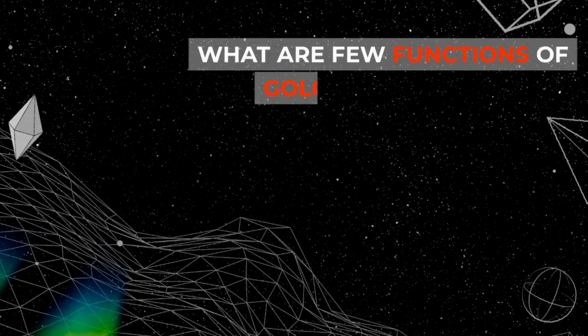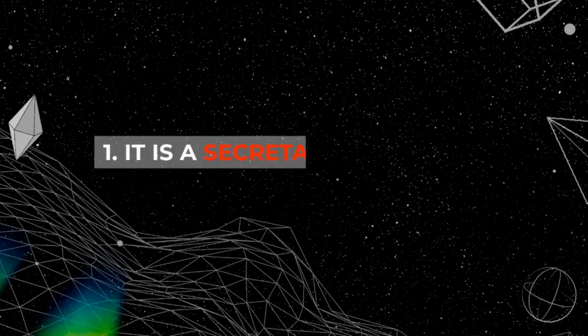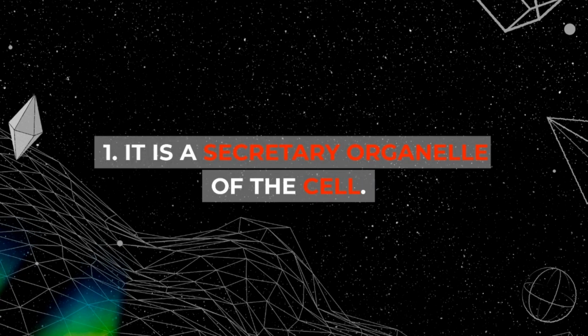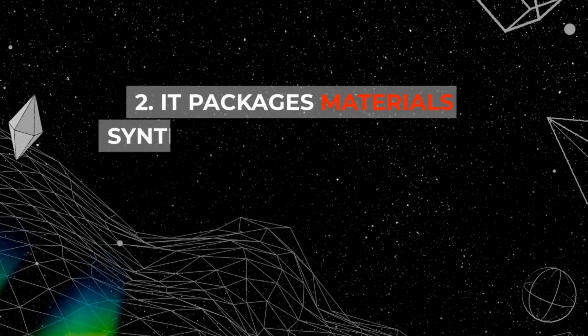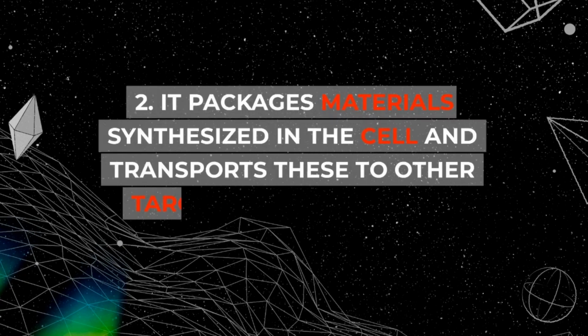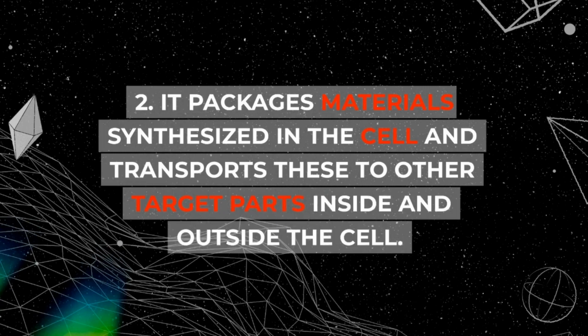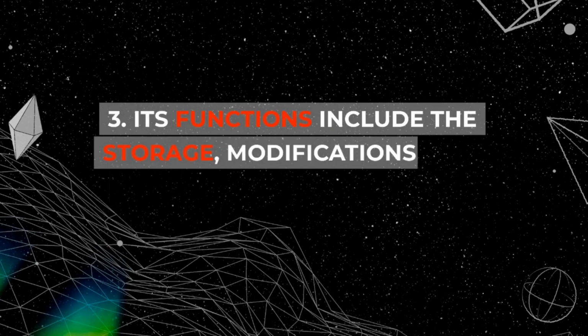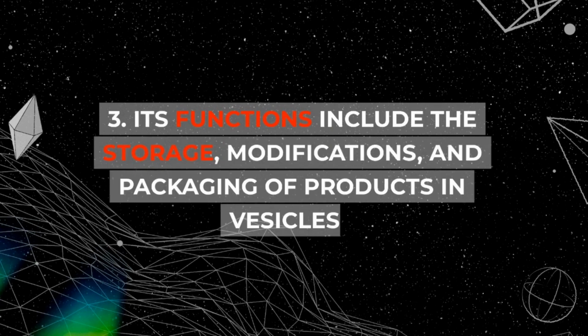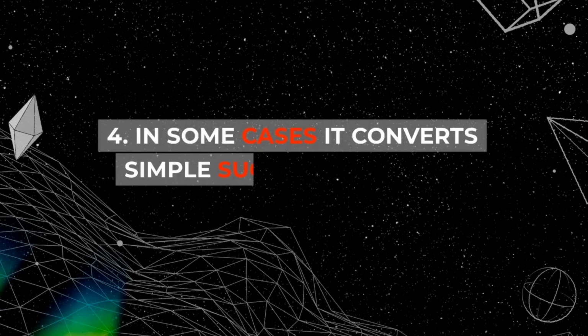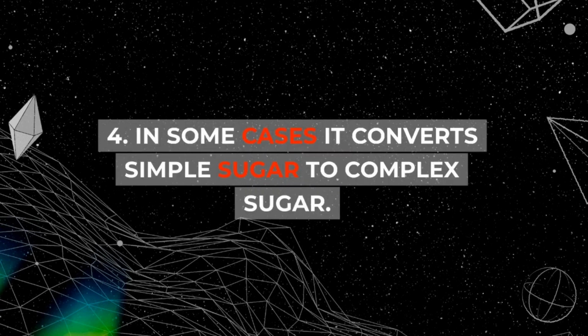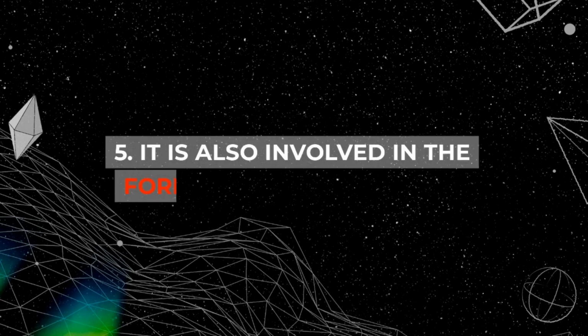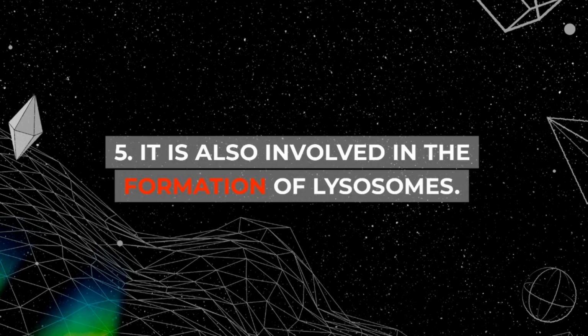What are a few functions of Golgi apparatus? 1. It is a secretory organelle of the cell. 2. It packages materials synthesized in the cell and transports these to other target parts inside and outside the cell. 3. Its functions include the storage, modification, and packaging of products in vesicles. 4. In some cases it converts simple sugar to complex sugar. 5. It is also involved in the formation of lysosomes.